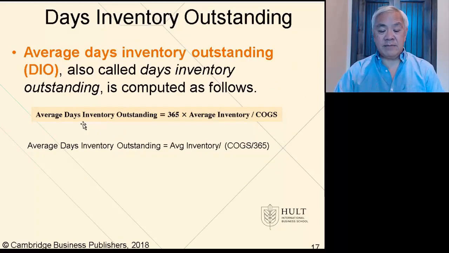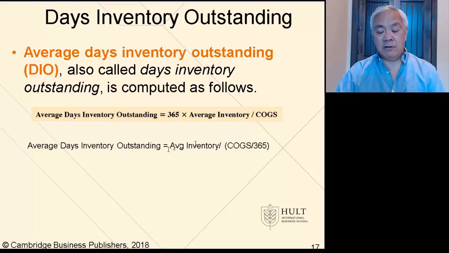Days inventory outstanding, we've seen this before. You take average of inventory and divide it by COGS divided by 365. So in the book, it does this formula of 365 times the inventory on average divided by COGS.